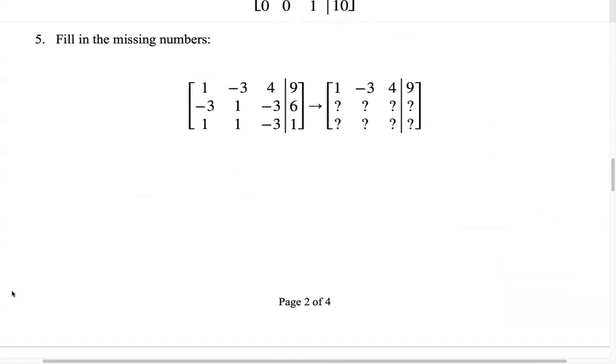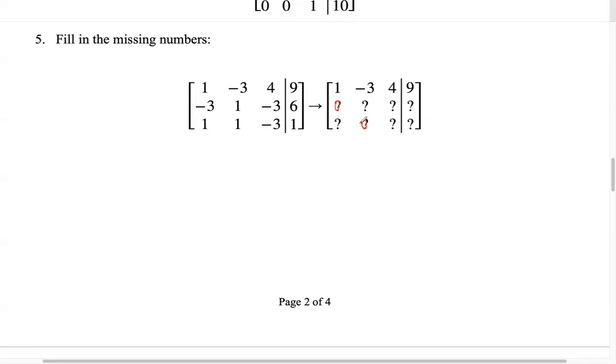Okay, let's see 5. So we want to find the missing numbers. In this question, the first row is the same, and then all those are question marks. So I'm going to change a little bit. I'm going to change this one to be 0. I'm going to change this one to be 0. Because on the true exam, those can be any numbers.